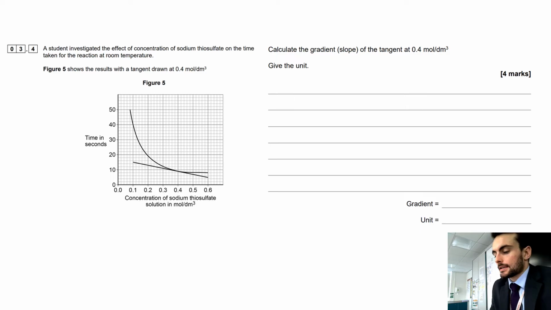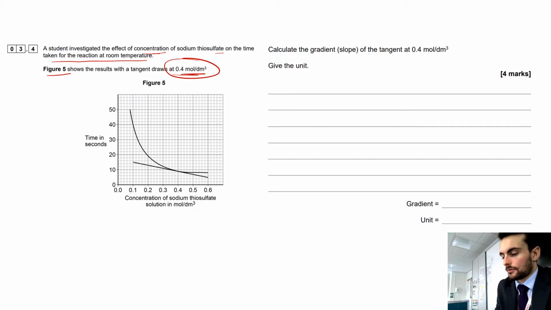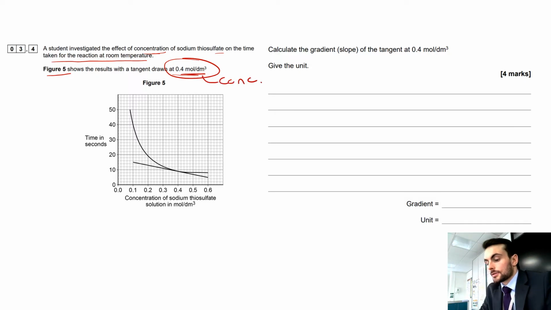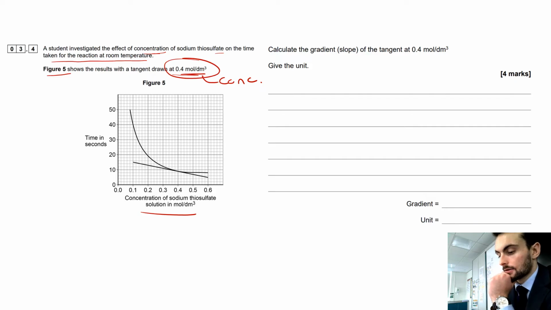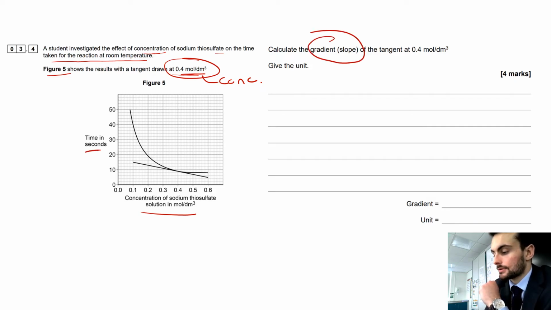A student investigated the effect of concentration of sodium thiosulfate on the time taken for the reaction at room temperature. Figure 5 shows the results with a tangent drawn at 0.4 moles per decimeter cubed. That's our concentration at that point. We've already got the tangent drawn for us. Sometimes you're expected to do that yourself, so that's kind of them. X-axis is the concentration, time is seconds. Calculate the gradient of the slope of the tangent at 0.4 moles per decimeter cubed.